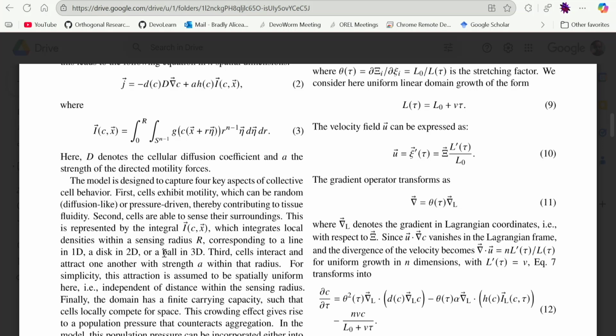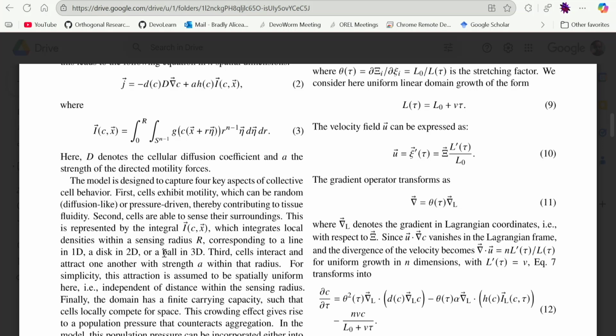And in this simulation, the attraction is assumed to be a spatially uniform phenomenon, although in biology it would be spatially heterogeneous. It just makes it too hard to deal with when it's spatially heterogeneous. So in the spatially uniform case, we're dealing with something that's independent of distance within the sensing radius. So that's how you define spatially uniform.